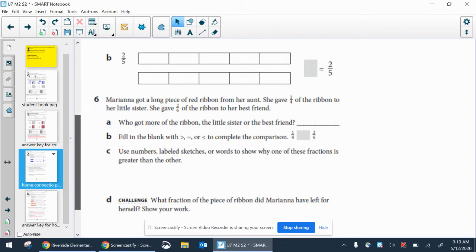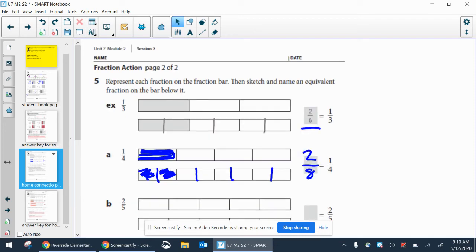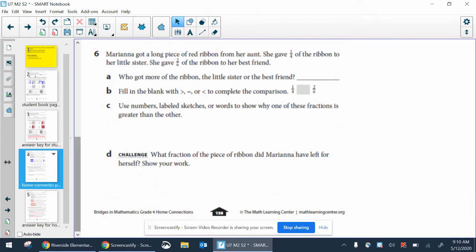So our story problem is about Mariana. Oops, let's go back down to it. Mariana got a long piece of red ribbon from her aunt. She gave 1/4 of the ribbon to her little sister. She gave 2/6 of the ribbon to her best friend. So from here, we need to decide who got more of the ribbon, the little sister or the best friend.